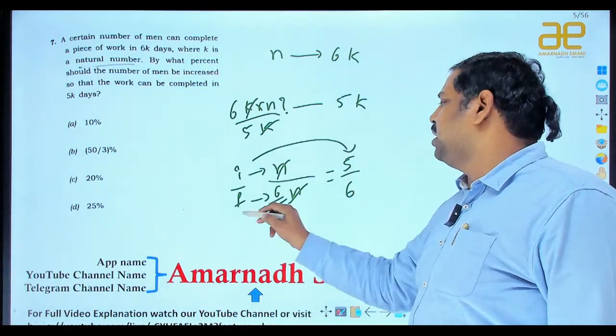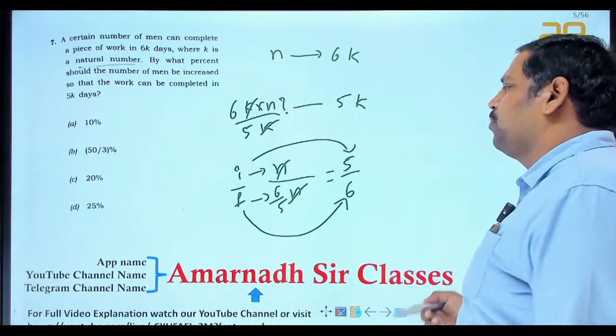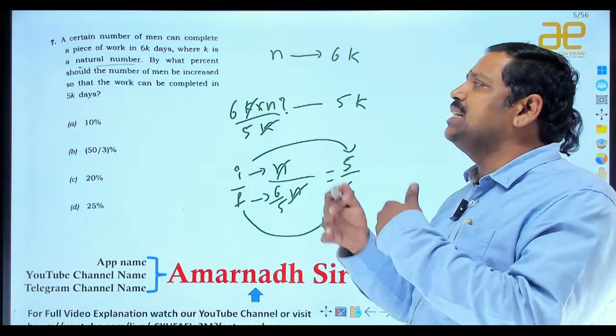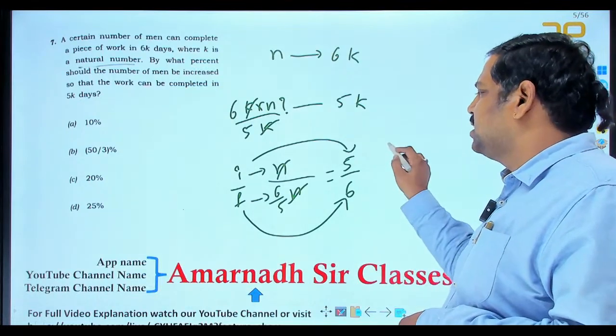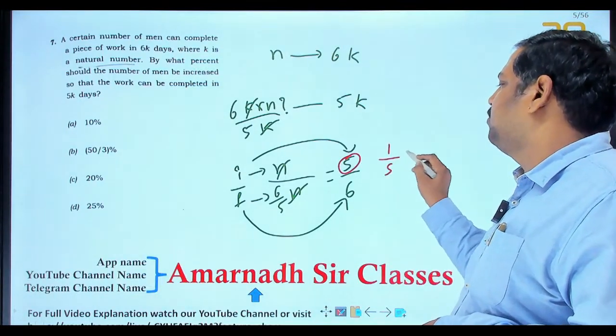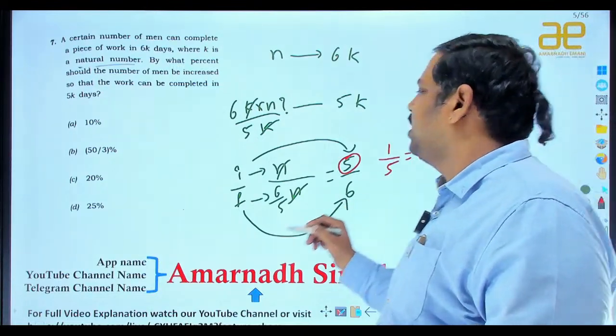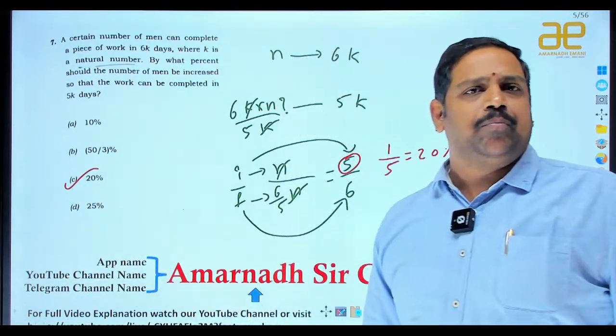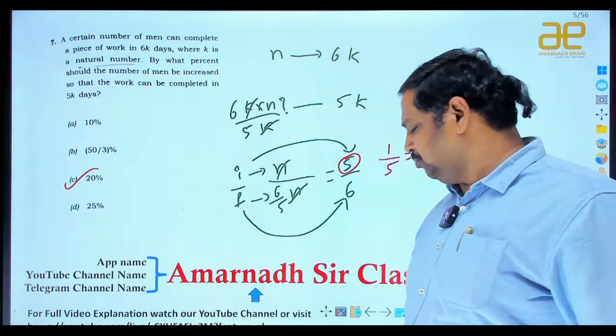Initially 5 members are there. Now how many members? 6 members. That means he is asking percentage increase, right? So the increase is 1 out of the initial 5, a 1 by 5th increase. So how much percentage increase? 20%. So the answer is C. Hope you understand.